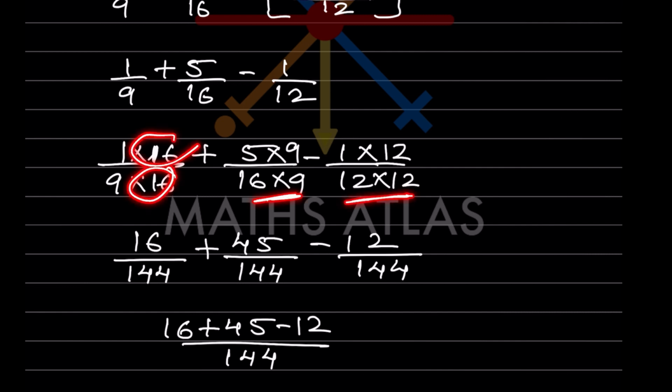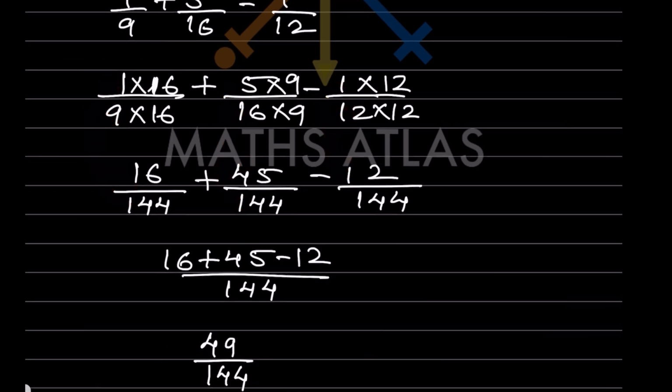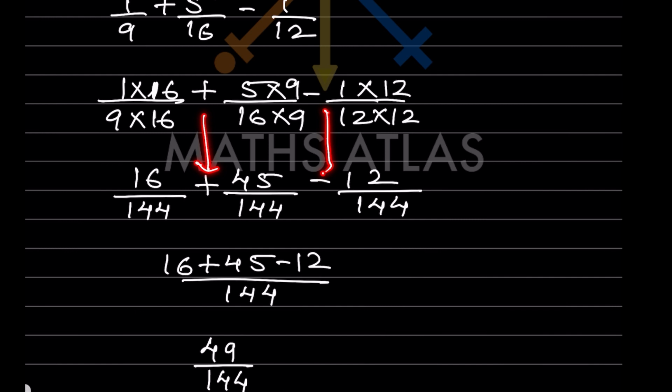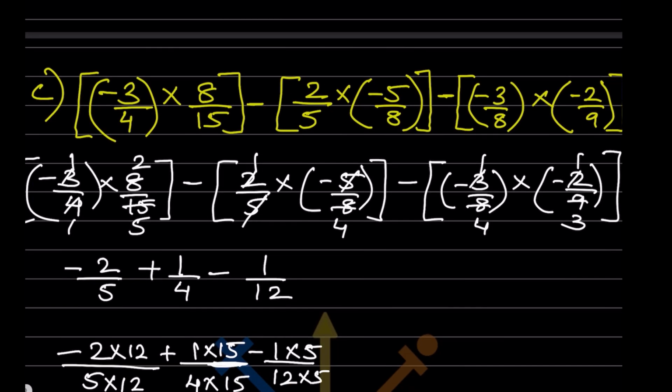So same thing over here. So this is going to be 16 over 144, 45 over 144, 12 over 144. So the signs are going to be the same. So now everywhere you can see 144. So you are going to write it only once. You are going to write this thing over here. So when you add and subtract, you get 49 over 144.